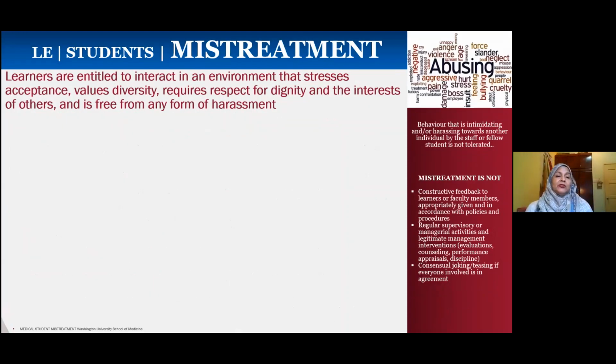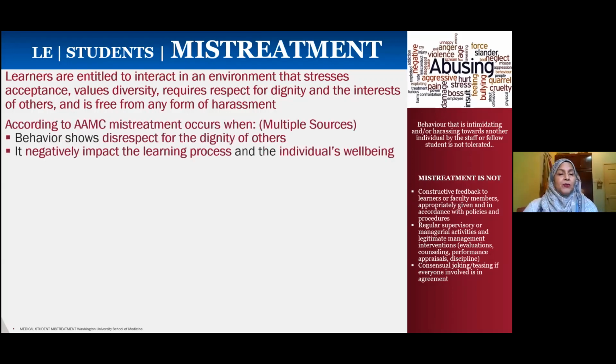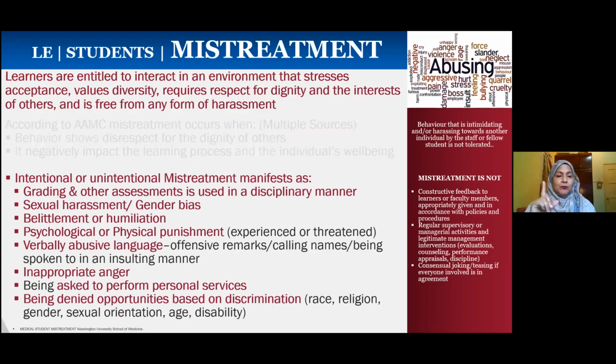The mistreatment of the students is another very, very important component which can make or break the environment. Learners are entitled to interact in an environment that stresses acceptance, values diversity, requires respect for the dignity and the interests of others, and is free from any type of harassment. According to the AAMC, mistreatment occurs when behavior shows disrespect for the dignity of others, or negatively impacts the learning process and the individual's well-being. These can be intentional or unintentional.